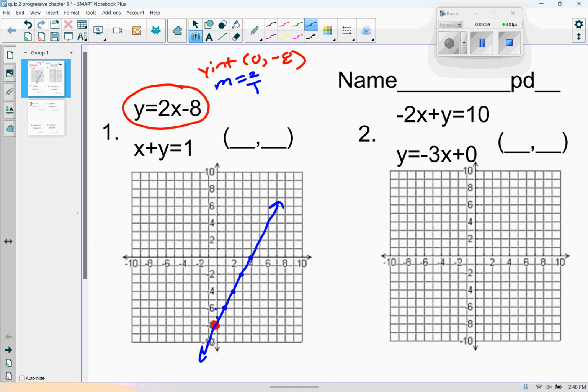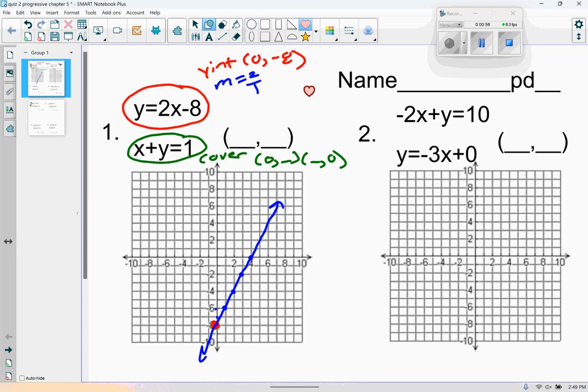Okay, we good so far on that? Any questions? The second problem is set up to do what we call the cover method, which is the (0, blank), (blank, 0). Okay, so let's get a, where's my heart? All right, we're going to use the heart. This 0 right here is an x value. So what is y equal to then? 1.